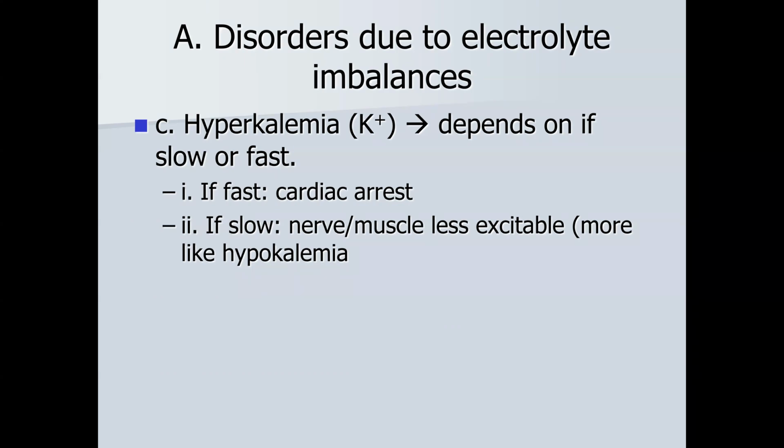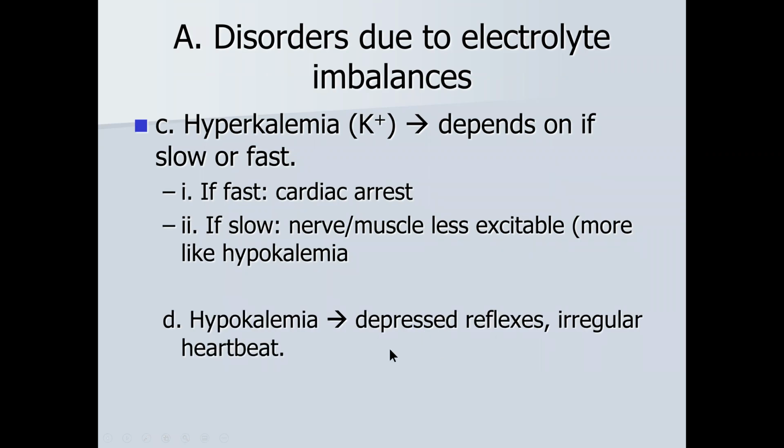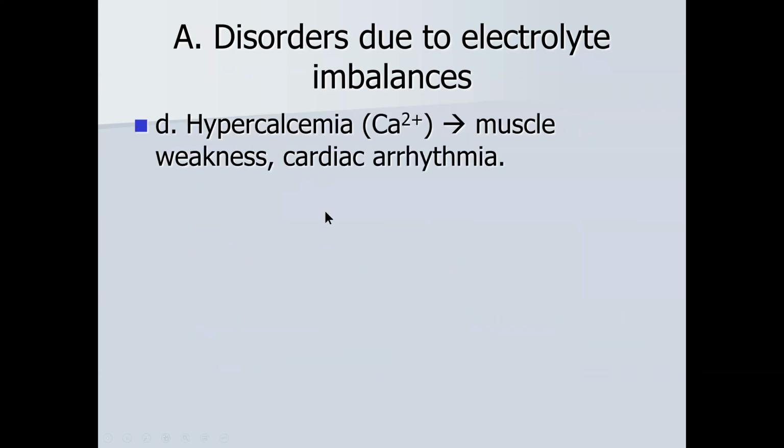This would be if you're not able to secrete potassium in the collecting tubule systems. So we're primarily talking about renal failure. Hypokalemia: depressed reflexes, irregular heartbeat. Most people that take diuretics have blood work done every 6 months to every year. So I'm on a diuretic, so they test my blood work to make sure that I don't get hypokalemia. That's one of the problems with a diuretic. Hypercalcemia: muscle weakness, cardiac arrhythmias. Okay, so too much calcium. In other words, your parathyroid is overactive. You have mobilized calcium from your bones.